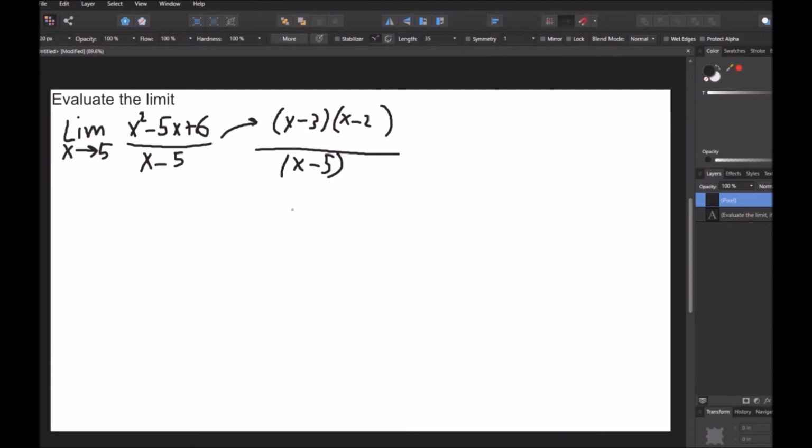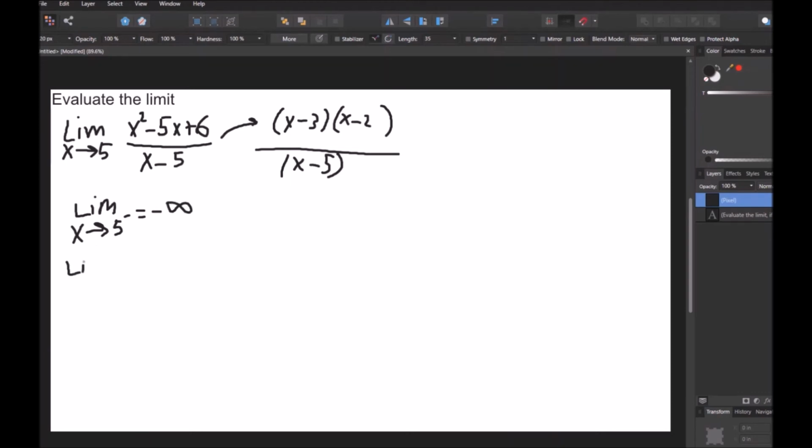So what I'm now suspicious of is, what if there is no limit at all? So I'm going to check the limit as x approaches 5 from the left. So it's going to be a number slightly smaller than 5. Let's say 4, for example. 4 minus 3 would be a positive number. 4 minus 2 would be a positive number. A positive times a positive is a positive. But 4 minus 5 is a negative number. So it's a positive over a negative. So we'd have a negative number, and we'd be getting more and more negative as we approach 5. So the limit as x approaches 5 from the left is going to be negative infinity.